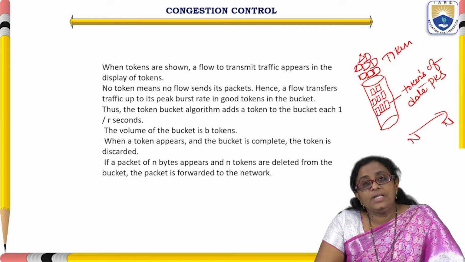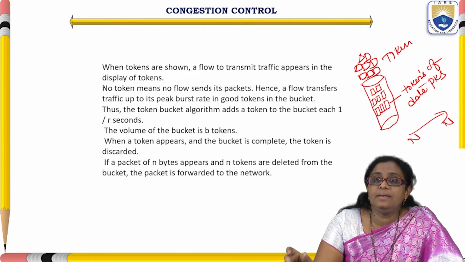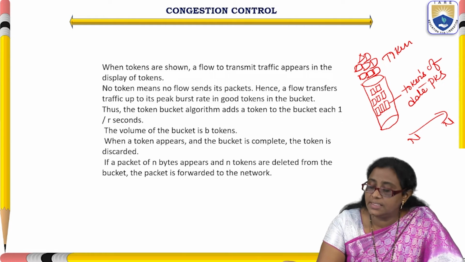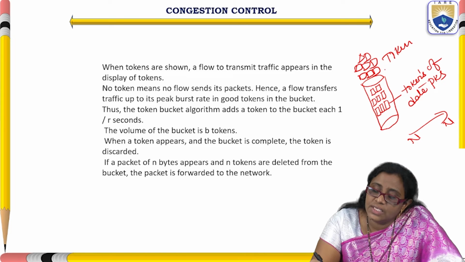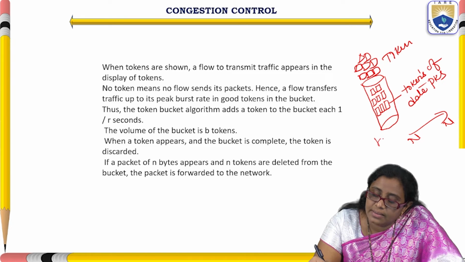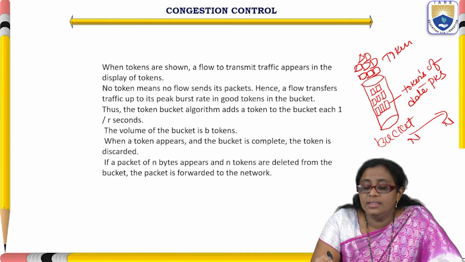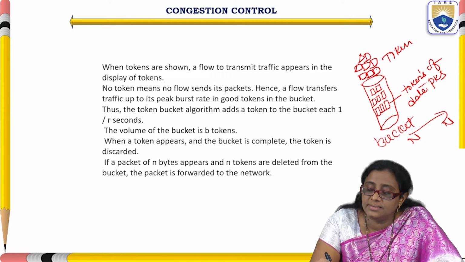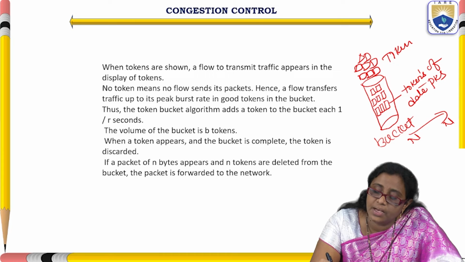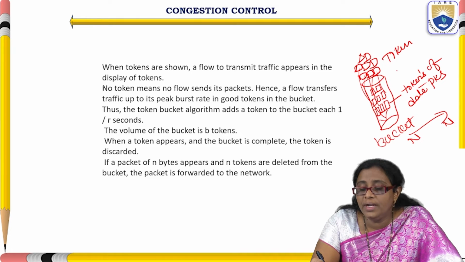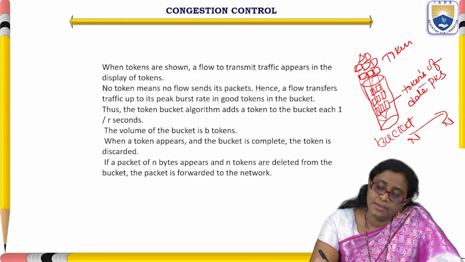Hence, a flow transfers the traffic up to its peak burst rate in good tokens in the bucket. So this bucket can receive all types of data packets in the form of a predetermined size. Whatever packets come, it will receive all the data tokens in the form of the concerned bucket. How many tokens will be coming?